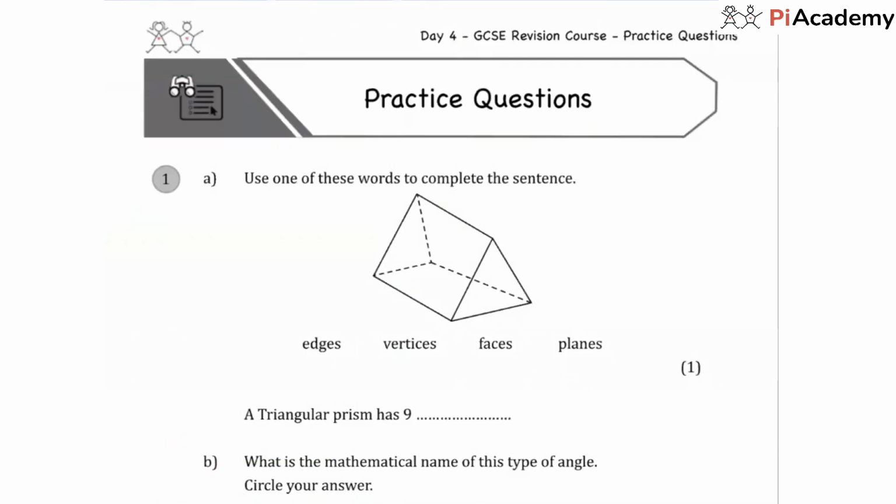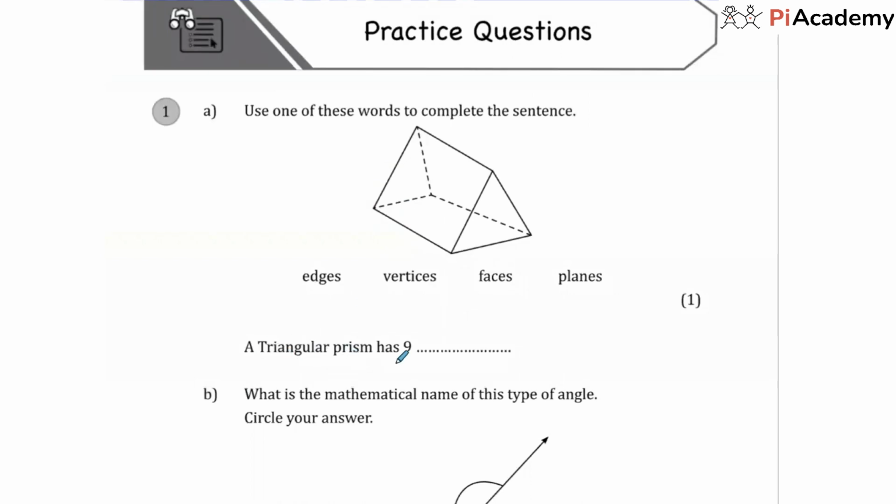Here you go, guys. Use one of these words to complete the sentence. A triangular prism has 9 edges, or 9 vertices, or 9 faces, or 9 planes. What does it have? Edges. 9 edges. What about others? No, it has 9 what? The question says has 9. Edges. 9 edges, right? Yes. It's 9 edges. Okay, let's list them.